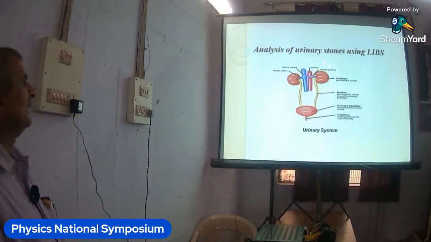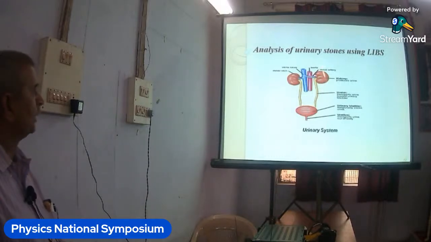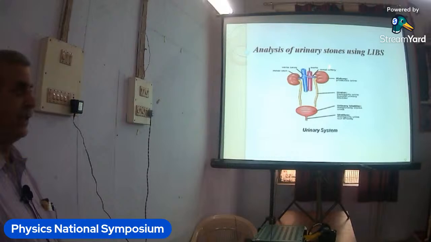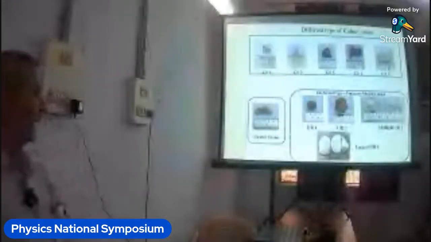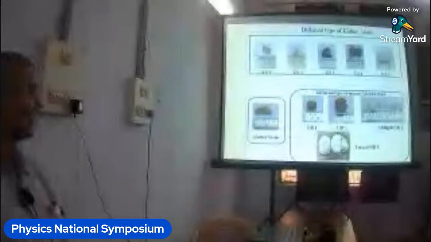Here you see, this is the kidney, and the stones observed in this part are known as kidney stones. So these are the different types of kidney stone. Here you see a kidney stone, again observed from another patient. Another patient, and this is one patient. This is one stone, and this is the intact one.